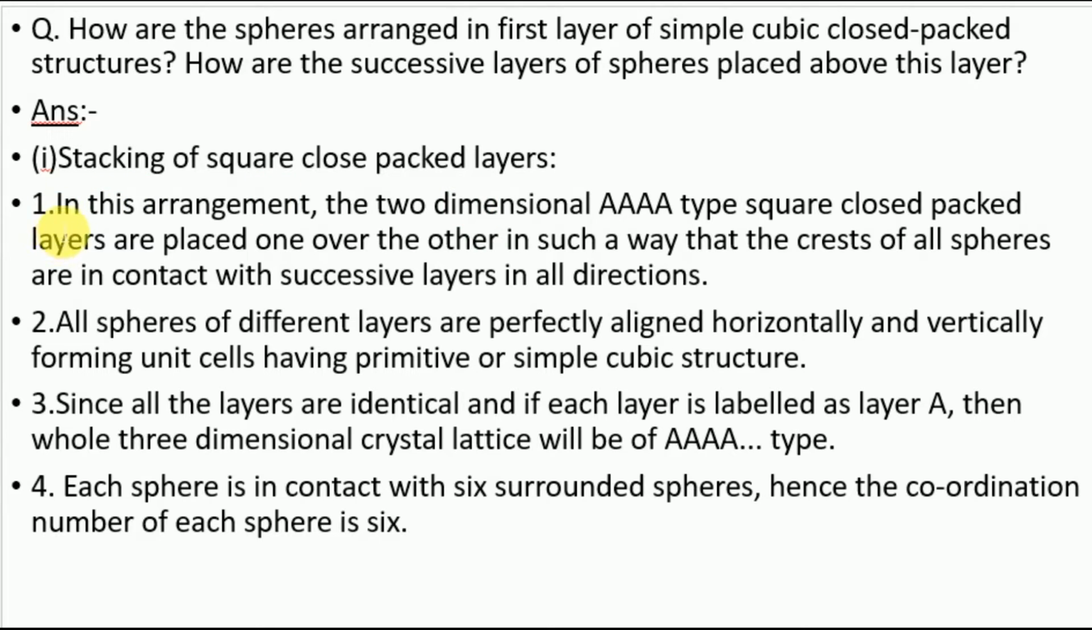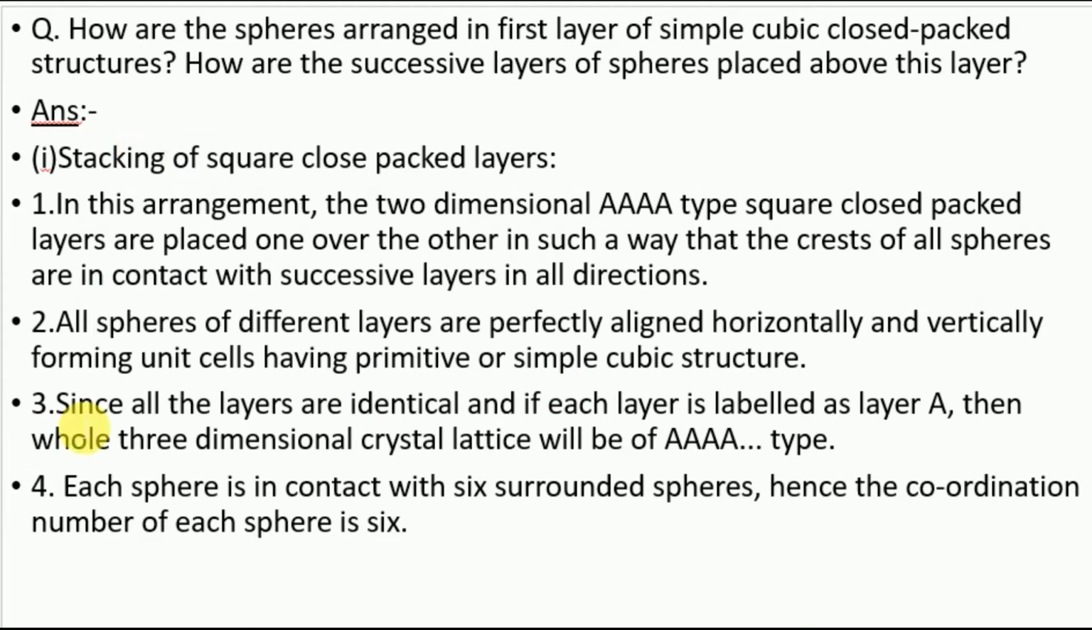Here first is, in this arrangement the two-dimensional AAAA type square close packed layers are placed one over the other in such a way that the crests of all spheres are in contact with successive layers in all directions. Second point is, all spheres of different layers are perfectly aligned horizontally and vertically, forming unit cells having primitive or simple cubic structure.